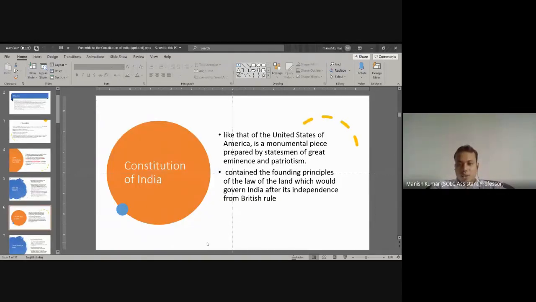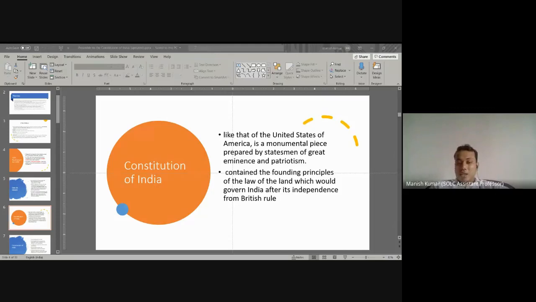And already I talked about this. Okay, so now we'll talk about the Constitution of India. The Constitution of India, like that of the United States of America, is a monumental piece prepared by statesmen of great eminence and patriotism. It contained the founding principles of the law of the land, which would govern India after its independence from British rule.